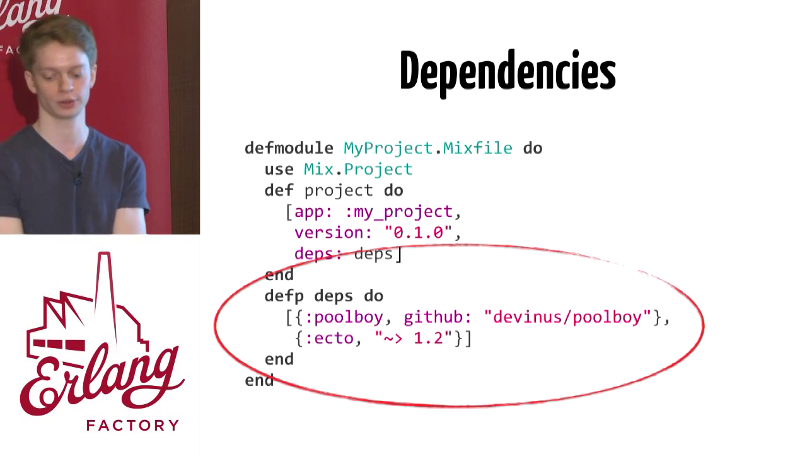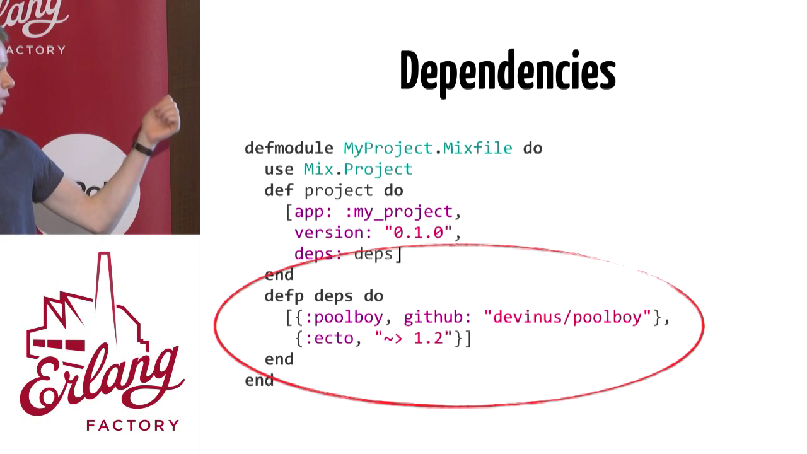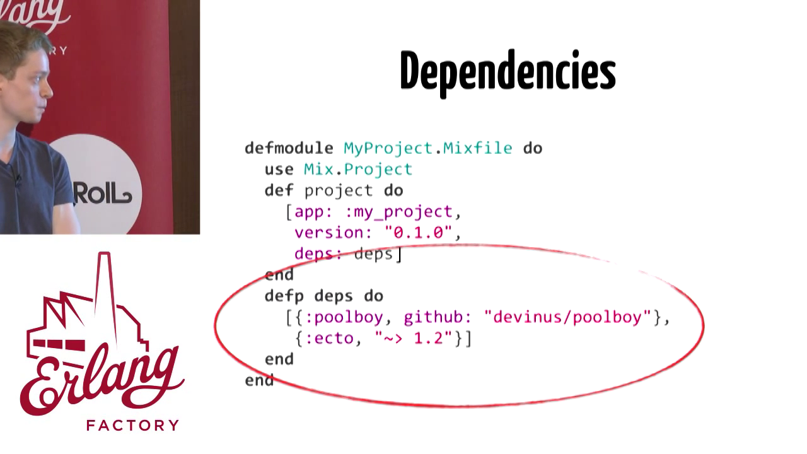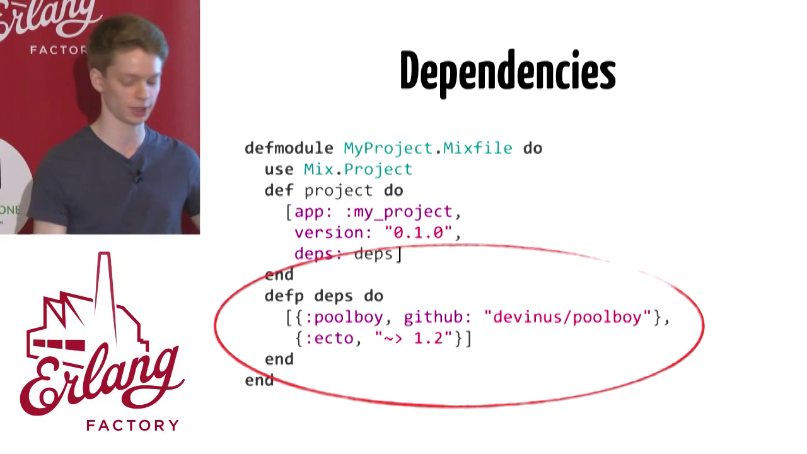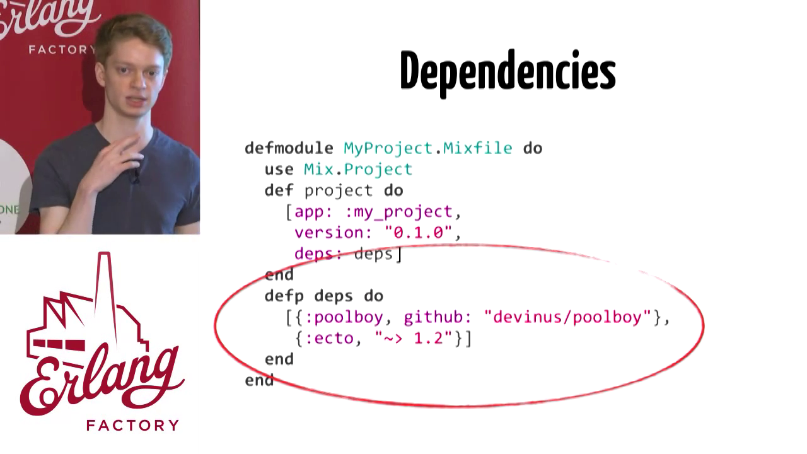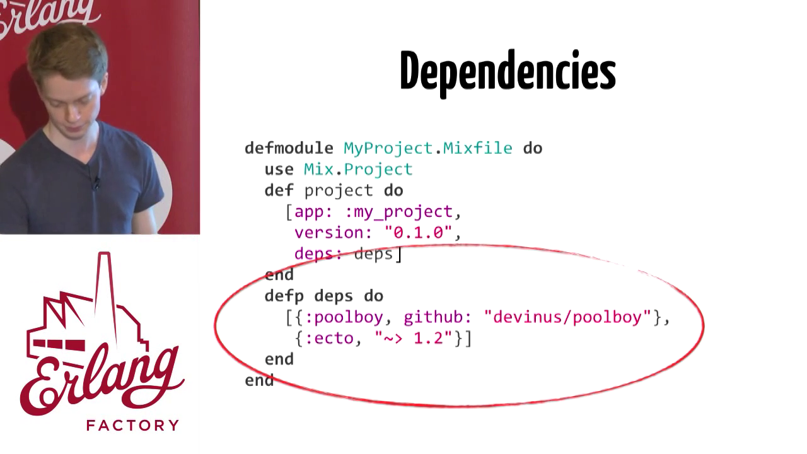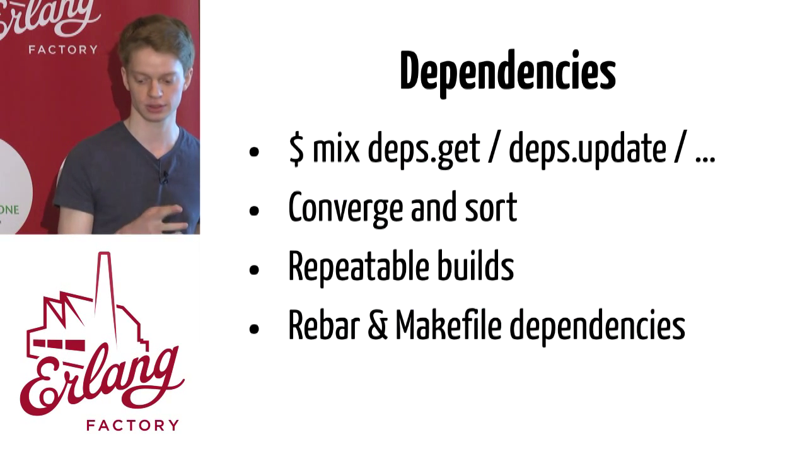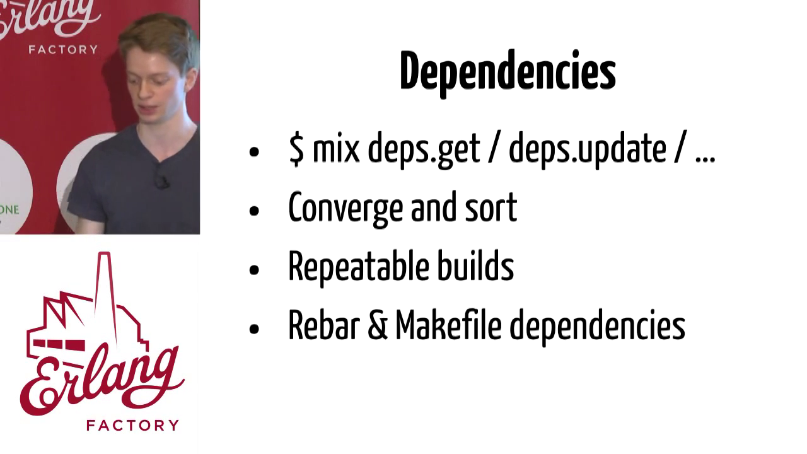And this is what it looks like when you define your dependencies. So here we define two dependencies, poolboy, which is a Git dependency, and we also have the ecto dependency, for which we have not defined a way to fetch the package, to fetch the dependency, which means it's going to be treated as a Hex package, and we just specify the version requirement. So we have a bunch of tasks in Mix for handling dependencies. We have deps.get, deps.update, and so on.